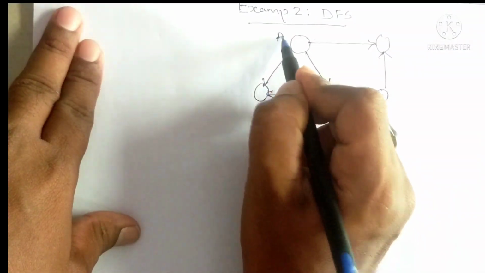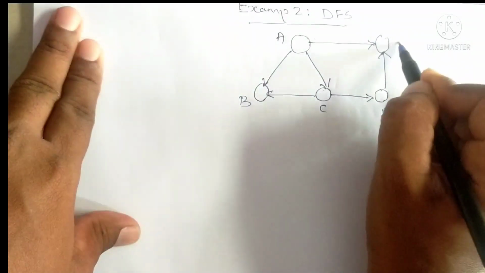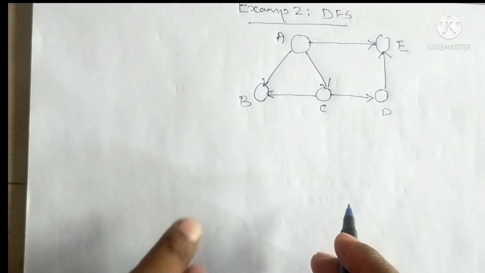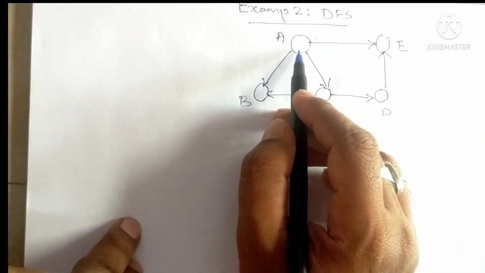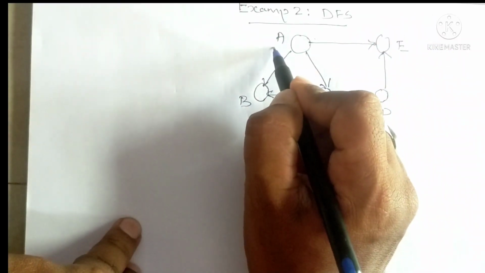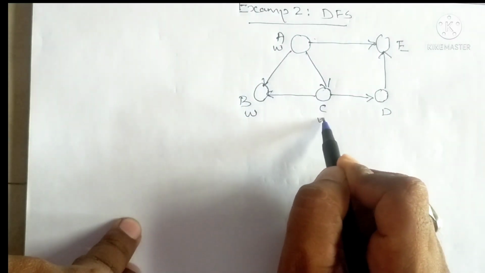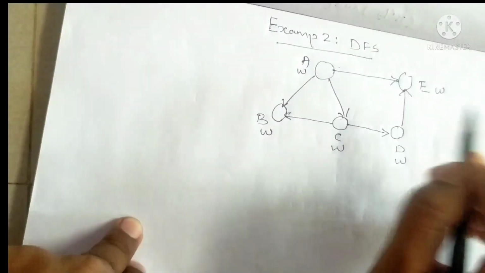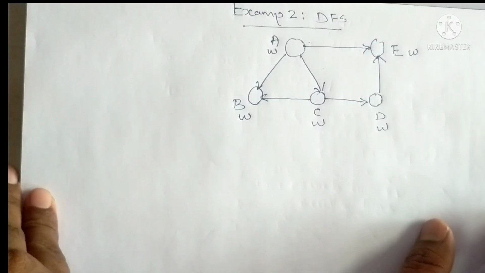So let's say this is vertex A, this vertex B, let's say vertex C, let's say vertex D and vertex E. So 5 vertices are there. As per the DFS algorithm, what should we do? We have to paint every vertex with white color. So here I am writing W for white, and the color of B is white, color of C is white, color of D is white, and the color of E is also white. So every vertex is painted with white color.